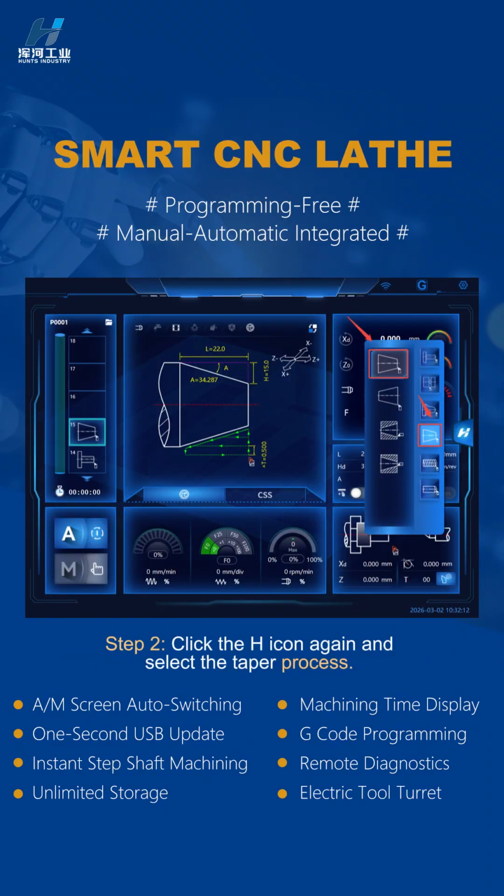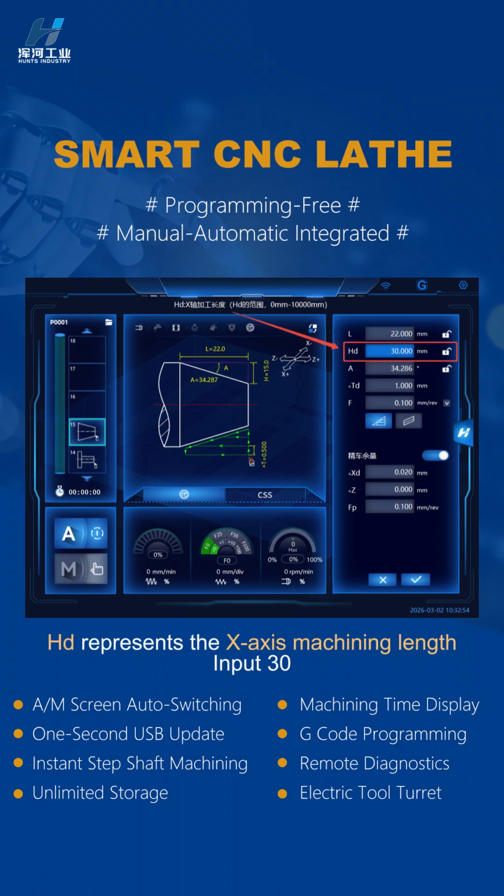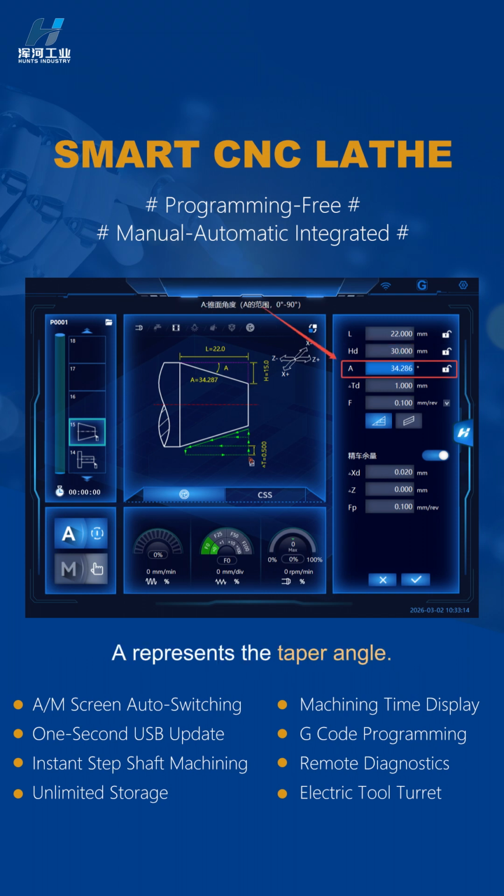Step 2. Click the H icon again and select the tapering process. L represents the Z-axis machining length. Input 22. HD represents the X-axis machining length. Input 30. A represents the taper angle.